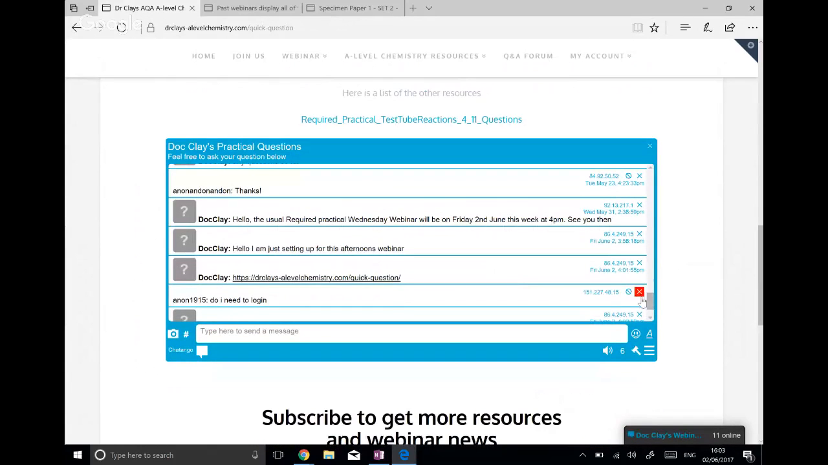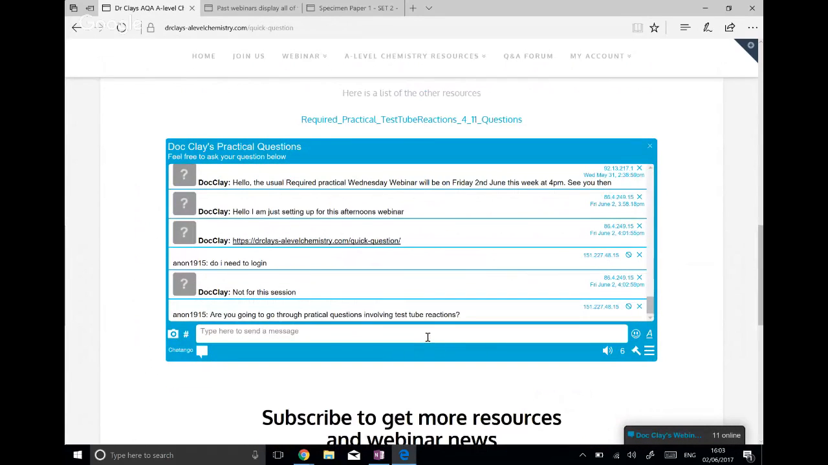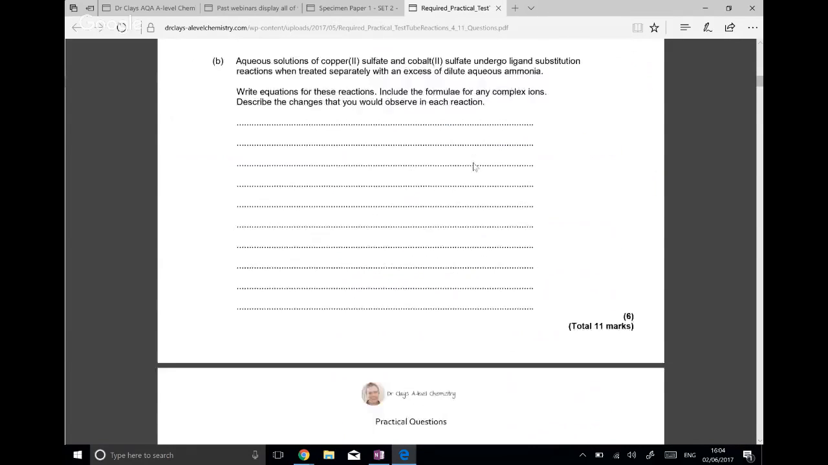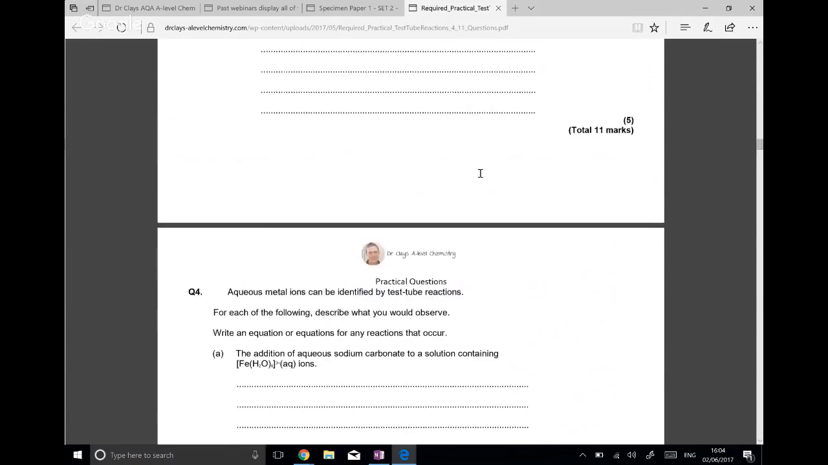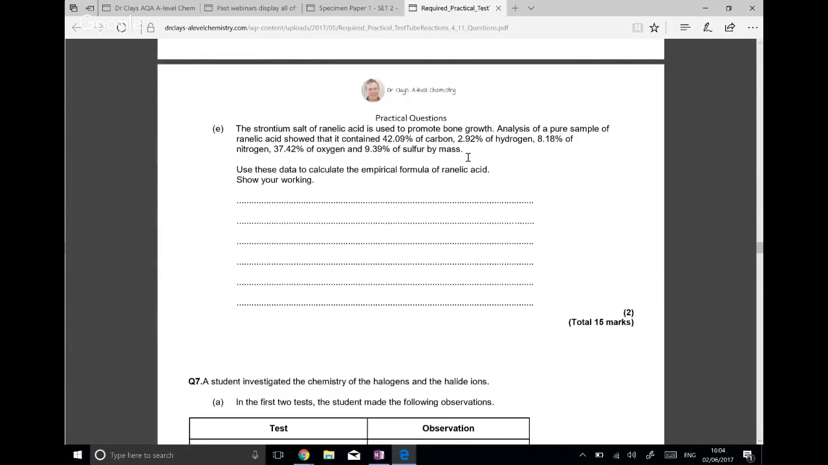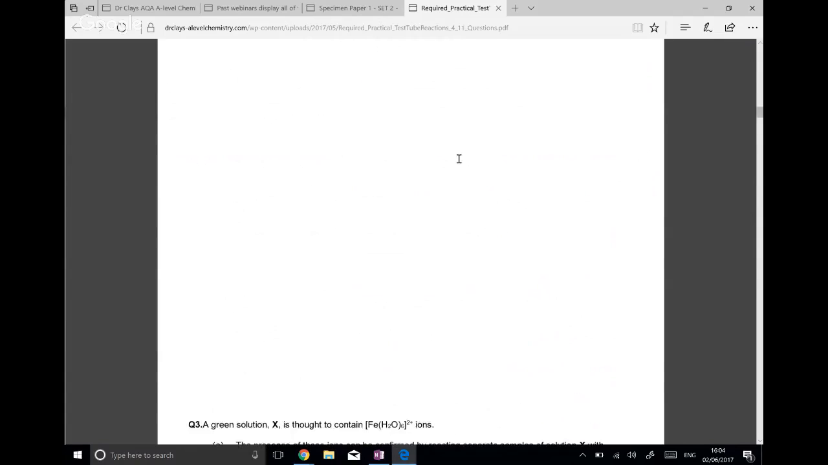And let's see what we got. We got a quick question: are you going to go through practicals involving test tube reactions? If you look up here, you'll find heaps of required practical test tube reactions. I'll open these up. There you go, and you'll find we've got loads of past paper questions on test tube type reactions. In this session, I'm simply going to go through the key points, and the answer to that I will put up at the end of today's practicals.